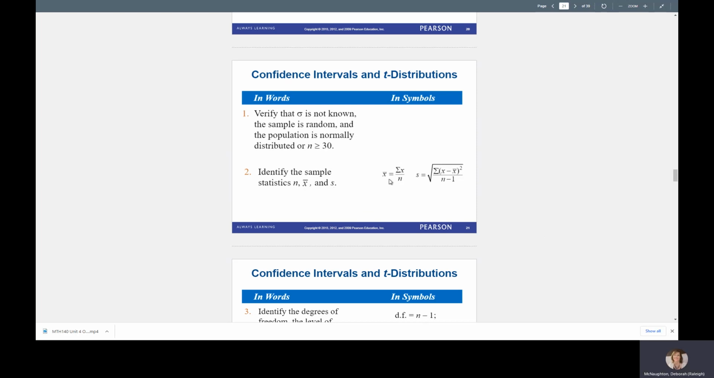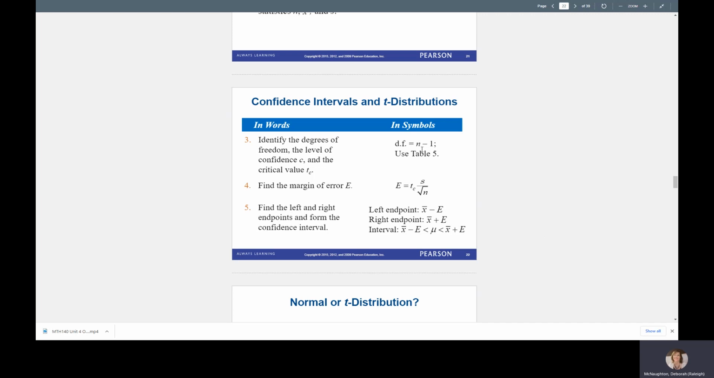Okay, so x bar we can find by taking the sum of x over n. s we can find by taking the sum of the squared deviations, dividing by n minus 1. That's how I get the variance, and taking the square root of that. And then we can find x bar using the average formula in Excel and the standard deviation using the STDEV.S function for a sample in Excel.